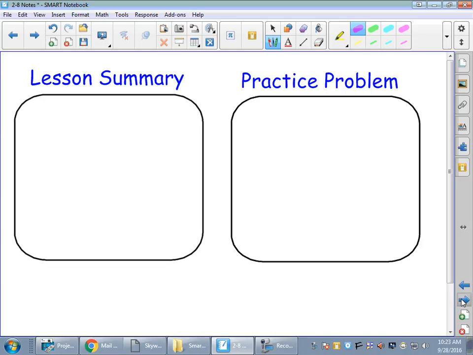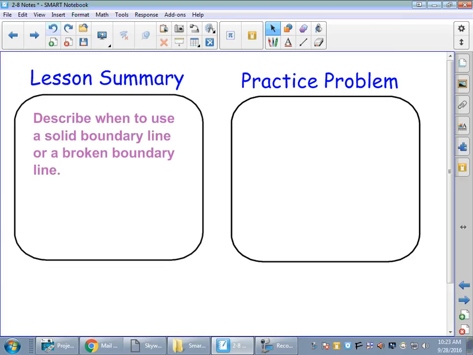So the lesson summary. I want you to describe when you use a solid boundary line or a broken boundary line, and then I would like you to graph the inequality y less than x plus 3. Good luck.